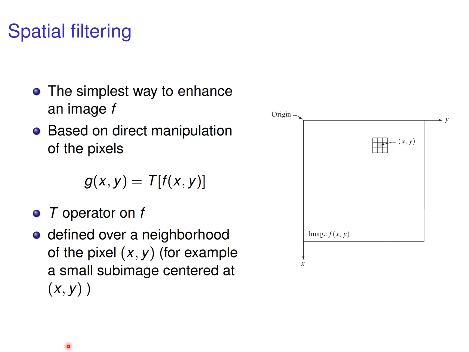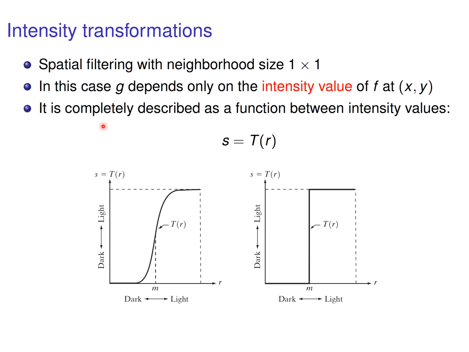So let me show you an example of what spatial filtering means. Let's say you're changing the value of one pixel: you take the value and square it, right? That's called a square manipulation. Now, if you want to do intensity transformation, you do spatial filtering with a neighborhood size of 1 by 1. In this case, g depends only on the intensity value of f at x, so it does not depend on the location, it depends on the intensity. So you're putting a threshold on that intensity, which is the illumination or the grayscale. It is completely described as a function between intensity values.